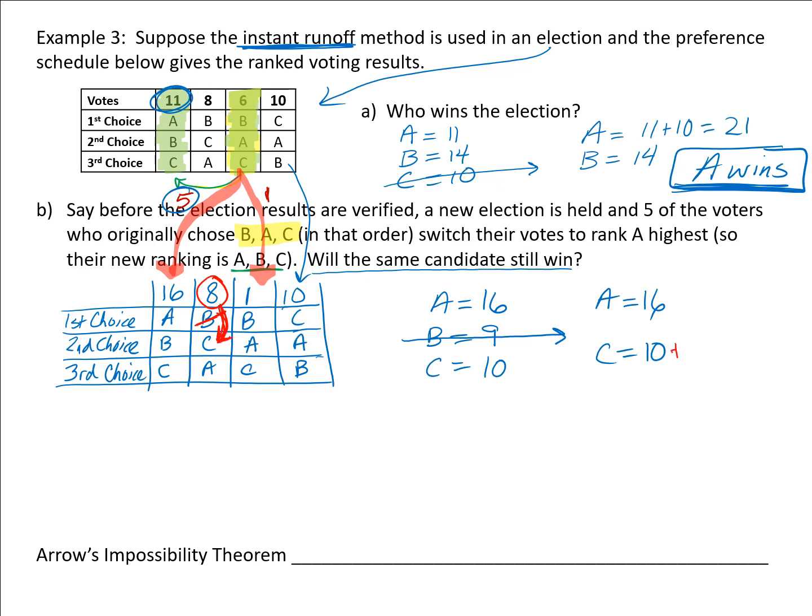So 8 people switch over to C, and then B got 1 of the 9 votes from the third column, and that person would switch their vote to candidate A. So when I do the new tally, A now has 17 votes, C has 18 votes, and now we see that C has the majority, so C wins.